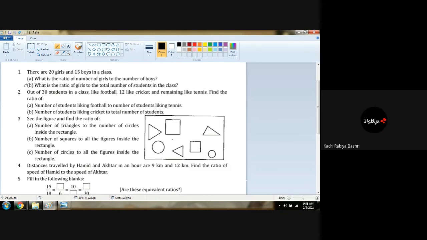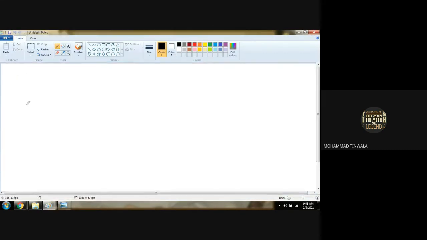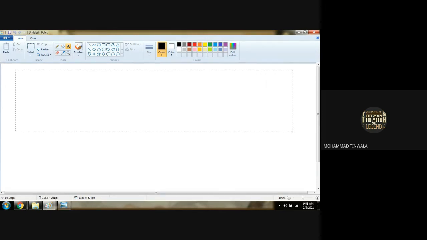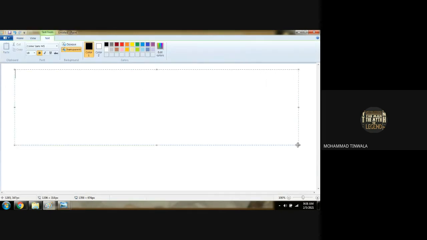Girls and total number of students. So we don't have the total number of students, right? So the first thing to follow is: whatever things are given, we have to write them in the answer. How to write the answers? Let me make it clear. Answer 1, for example.